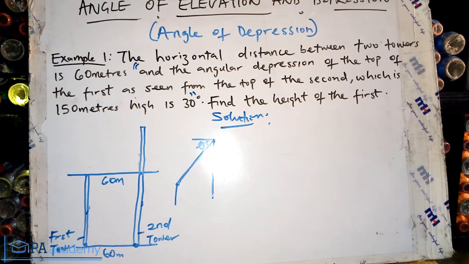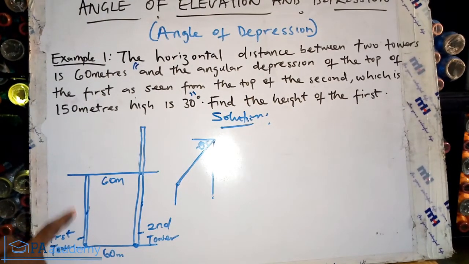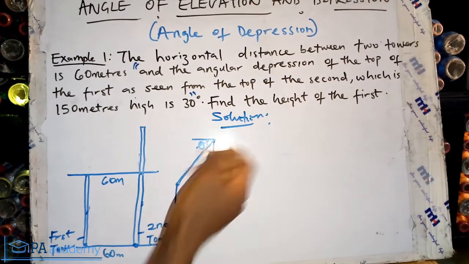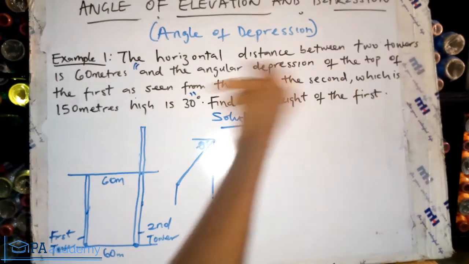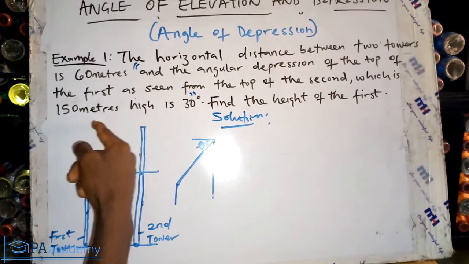So from the question now, we can deduce that the second tower is longer than the first tower, because if you look at it, we are asked to find the height of the first. This is our first tower. And the question says, and the angular depression. Now, when we are dealing with depression, we said the angular depression of the top of the first tower as seen from the top of the second tower, which is 150 meters high.